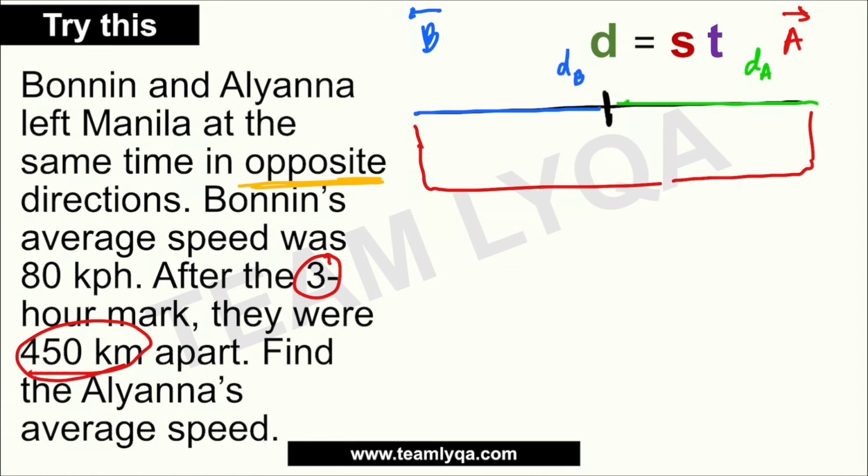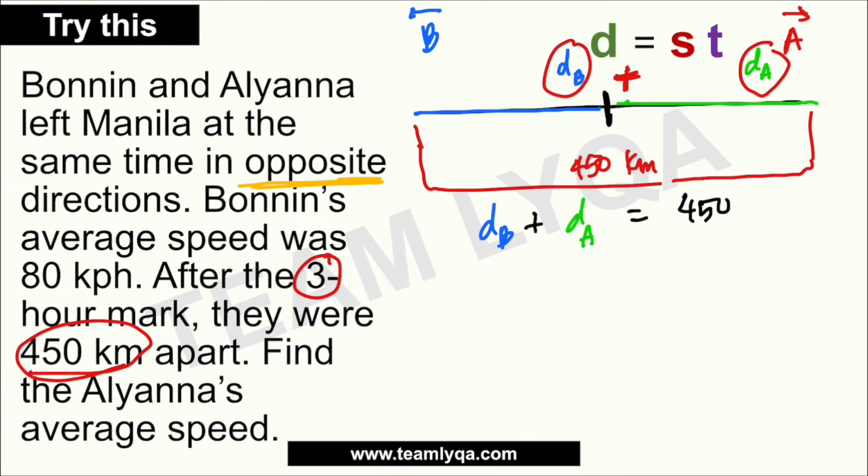So, ibig sabihin, darating ang punto na yung layo nila ay magiging total na 450 kilometers. Now, saan galing yung 450 kilometers na yan? Yan ay yung distance ni Bonin, idadagdag mo sa distance ni Aliana. And now that we have that, we have a working formula na for our equation, which is that ang distance ni Bonin pag dinagdag ko yung distance na ita-travel ni Aliana, ay magiging total 450 kilometers.